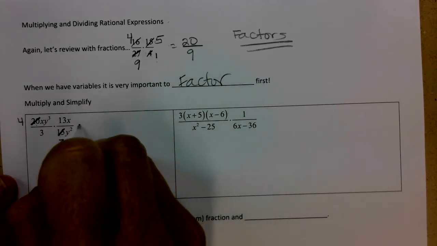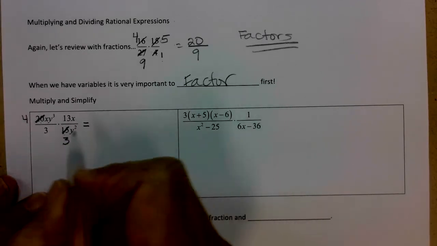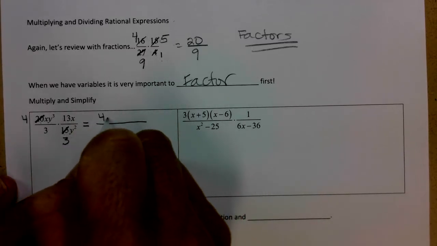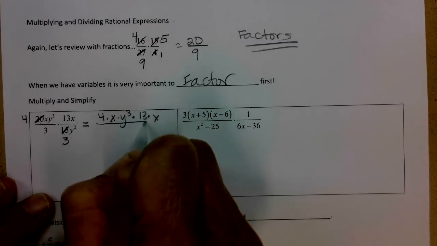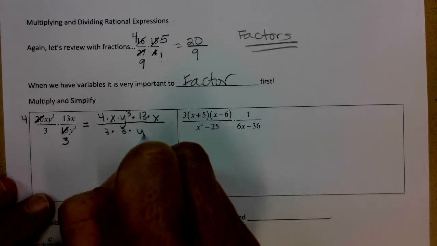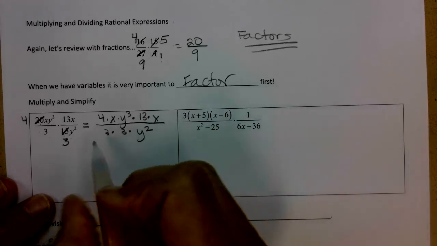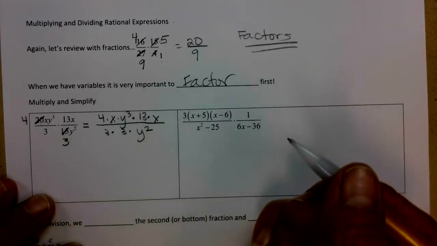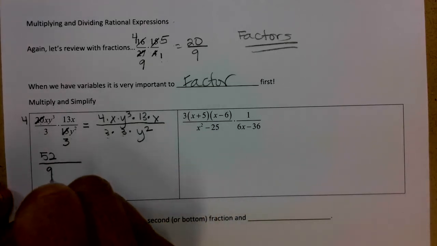And maybe you want to take a regroup step at that point. So let's just go ahead and multiply across the top and see where we are. So I have 4 times x times y cubed times 13 times x. And in the denominator, I have 3 times 3 times y squared. So I don't think I have anything left to do with my numbers. My 4 times my 13, what is that, 52? And 3 times 3 is 9.